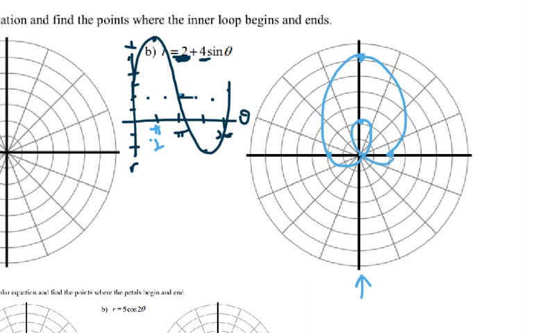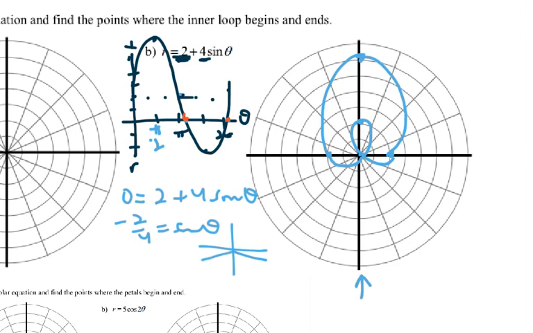So the starting and stopping of that loop, that same kind of concept, is where r is 0. It's here and here. Unfortunately, we can't really read it off the graph, or we would have to solve the equation. We would say 0 equals 2 plus 4 sine theta, and we have to work that out. So negative 2 fourths equals sine. So we want to know where sine is negative 1/2. Those are the locations we'd be looking at, which of course would be down here and here. So 7 pi over 6 and 11 pi over 6.